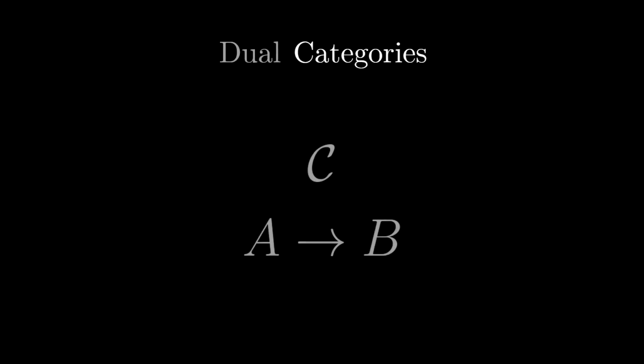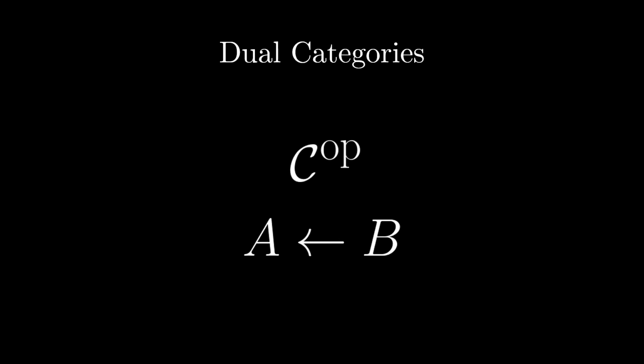Next, given the category C, we construct the opposite or dual category C-op by reversing the direction of all arrows in the category. We know that this operation is an involution, so the dual of the dual of a category is just the original category, because reversing the arrows twice just gives you the arrows back.